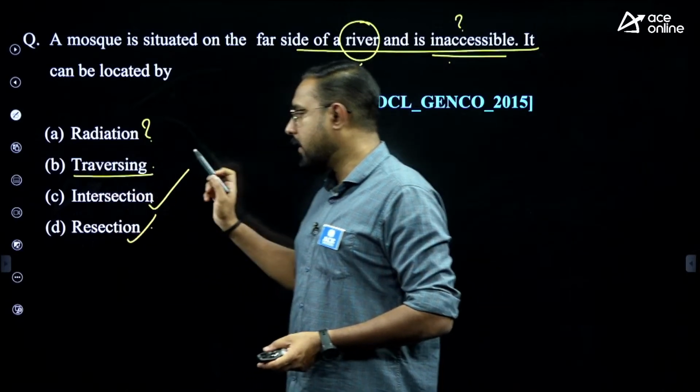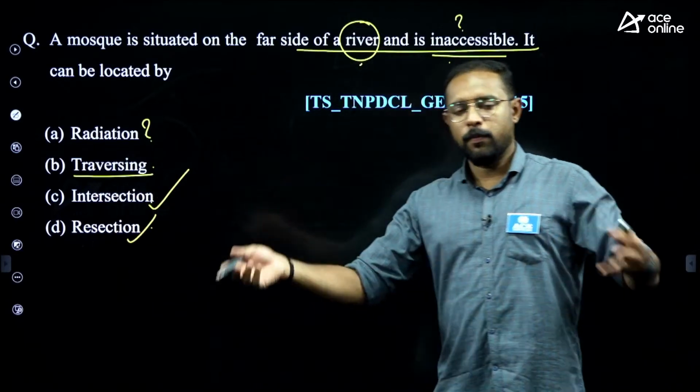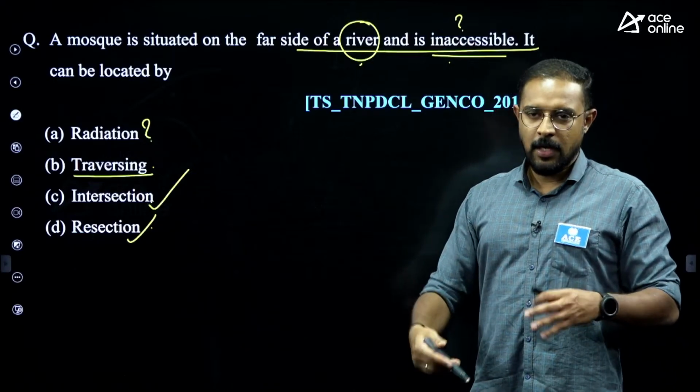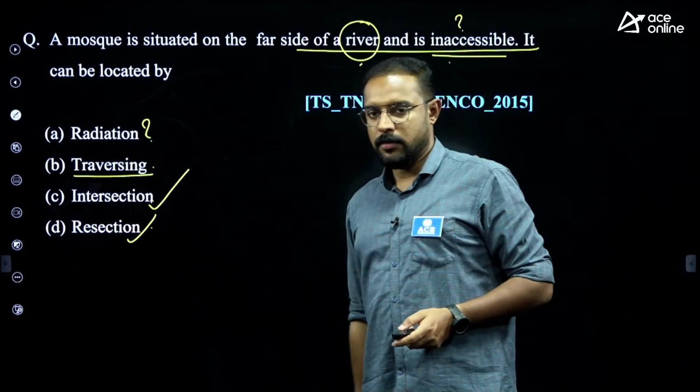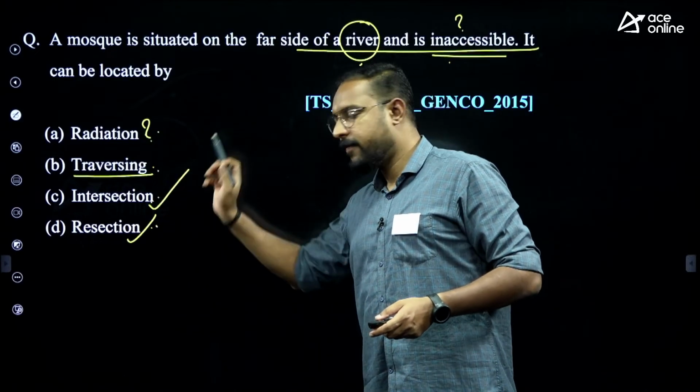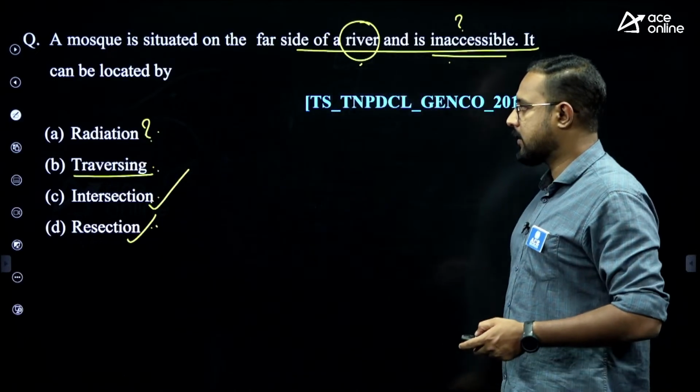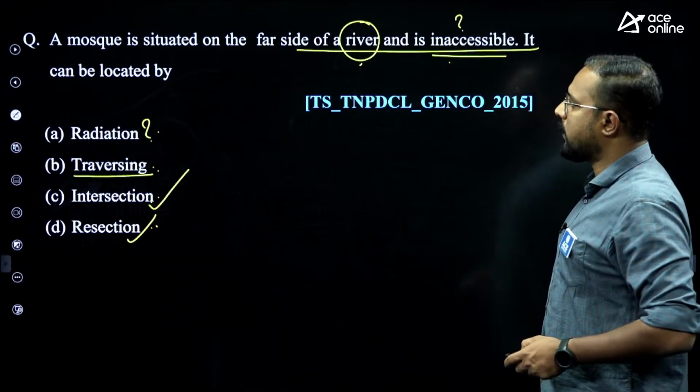Traversing is generally done to obtain a traverse. It can be an open traverse, it can be a closed traverse. Whatever traverse you have in the field, you obtain it on your paper by doing traversing. Right, so these four methods and their field conditions you please remember. Let us move on to the next question.